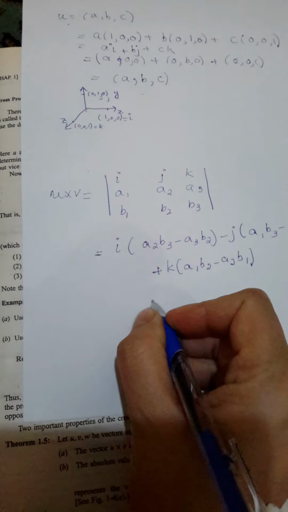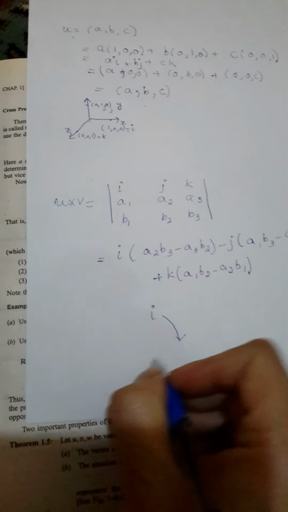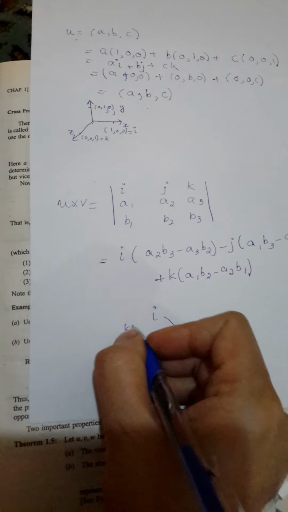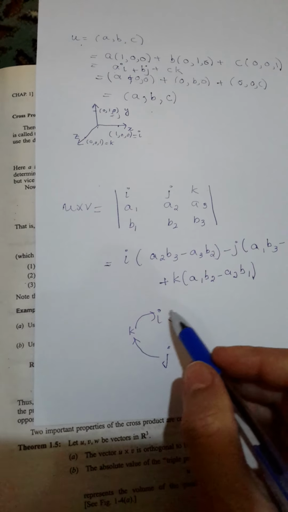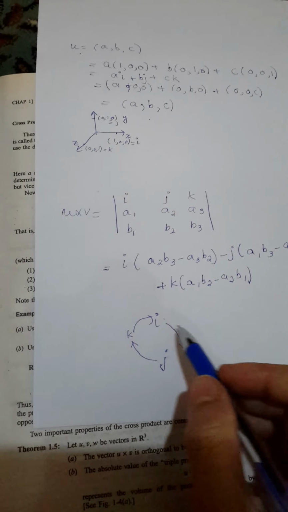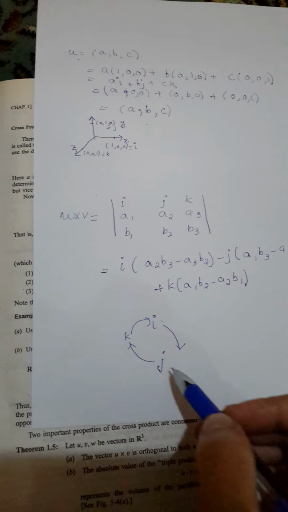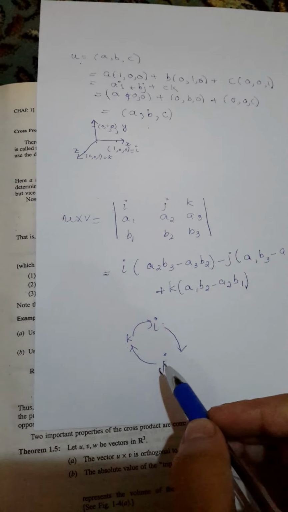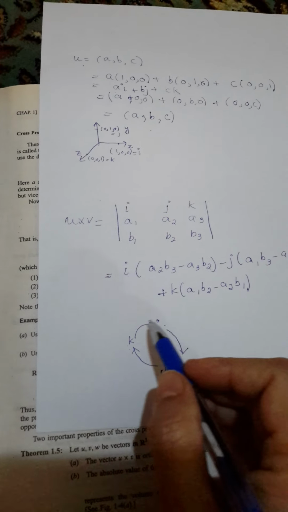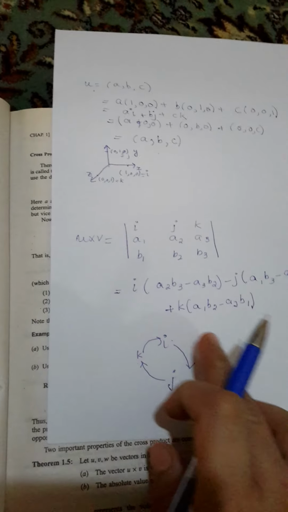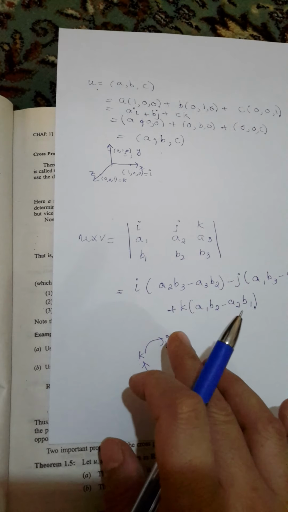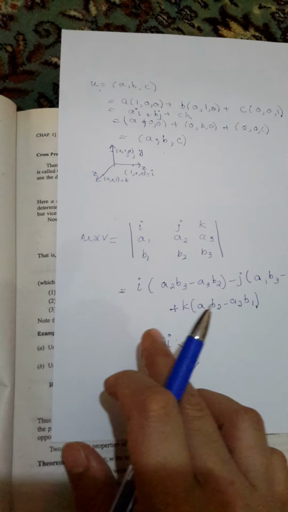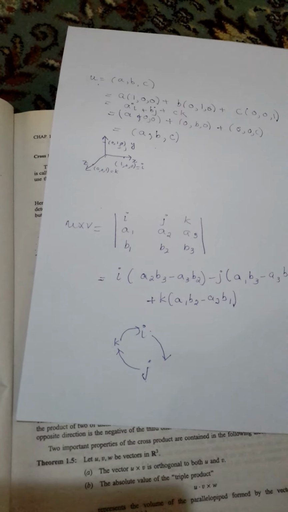If you remember i, j and k in a circular form, if we move in this direction, i cross j is k, j cross k is i, and k cross i is j. But if we go in this direction, the anti-clockwise direction, then it will be negative.